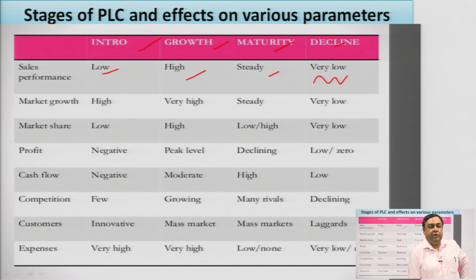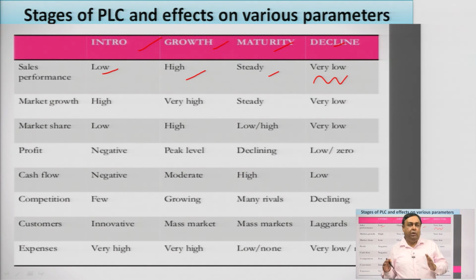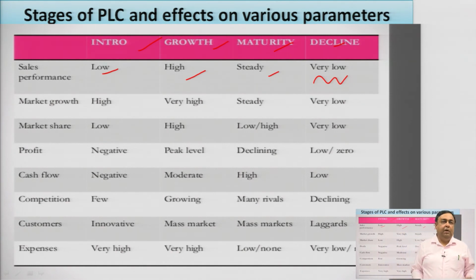A similar situation exists for the cash flow and competitors, and whenever we are talking of customers, customers are very innovative, particularly in the introductory phase. In the case of growth, there is a mass market. This mass market also remains with the company product during the maturity stage, and gradually in the decline, laggards come down.